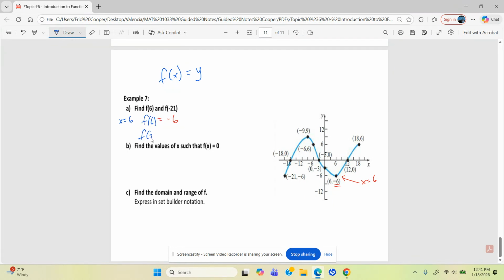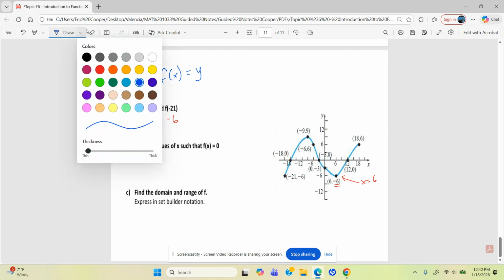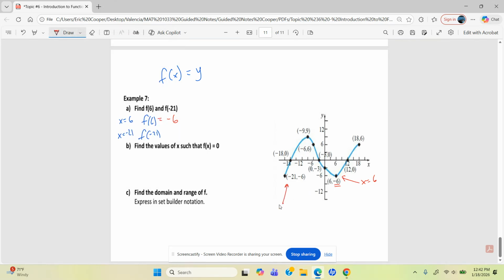Same thing with negative 21. I'm going to go through and I need to find what happens when x is negative 21. So I need to figure out what the y value is when x is at negative 21. I go to my graph, and here's the x value at negative 21, and the y value it comes back with is negative 6. So f of negative 21 is negative 6.